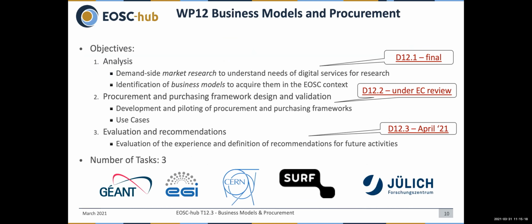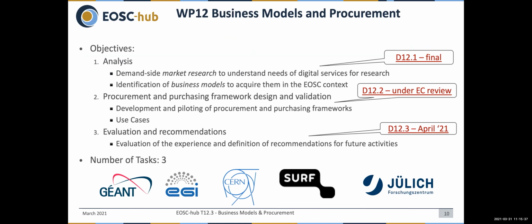Now we zoom in on work package 12. Given the setting the scene, work package 12 is the smallest work package of the EOSC-hub project. The title is Business Model and Procurement. It ran for the whole duration of the project in 3 different phases.